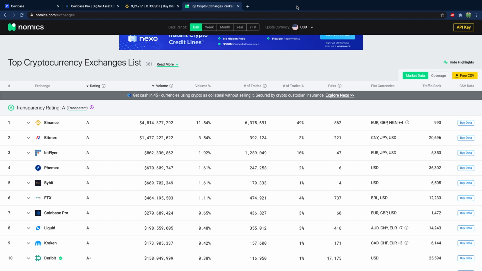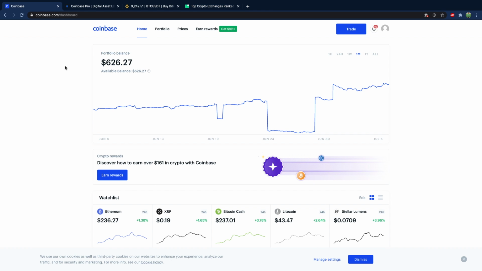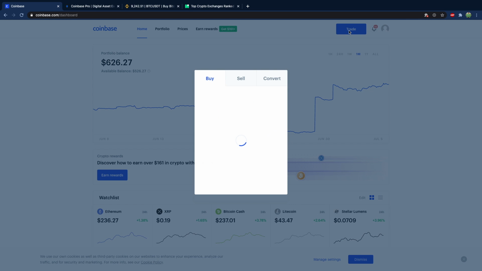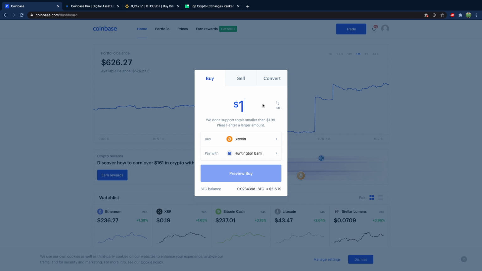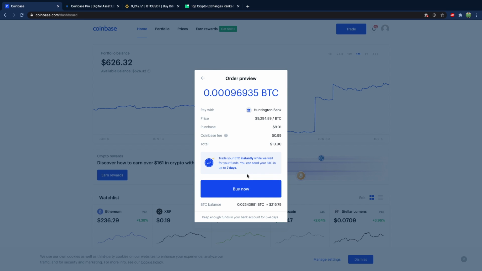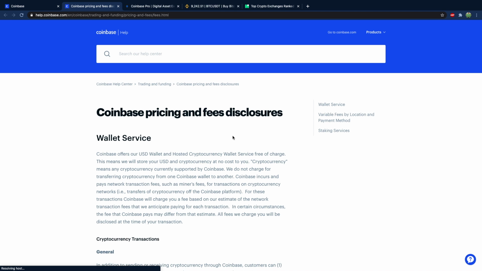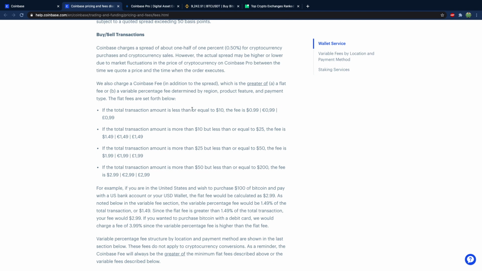So where do we even start? Well, my recommendation is Coinbase here and not Coinbase Pro. This is the easiest way to buy Bitcoin. You can go in here, you can set an amount you want to make a purchase for. We'll just put $10 here and we can preview this buy. And here there's a direct fee of 99 cents, and you can see this fee breakdown here. If it's less than or equal to $10, the fee is 99 cents.